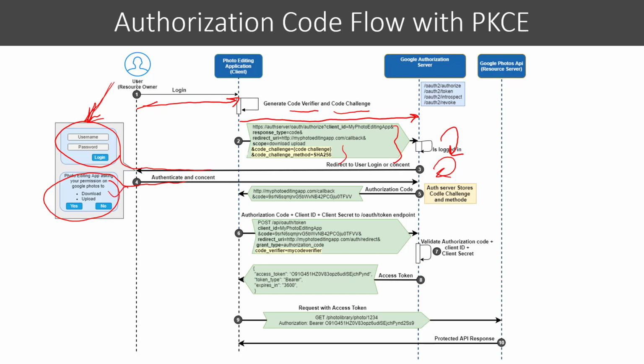After successful authentication and consent, the authorization server stores the code challenge and code challenge method, generates an authorization code and sends it back to the client application. As the client application has the authorization code at this step, it can exchange it for the access token.